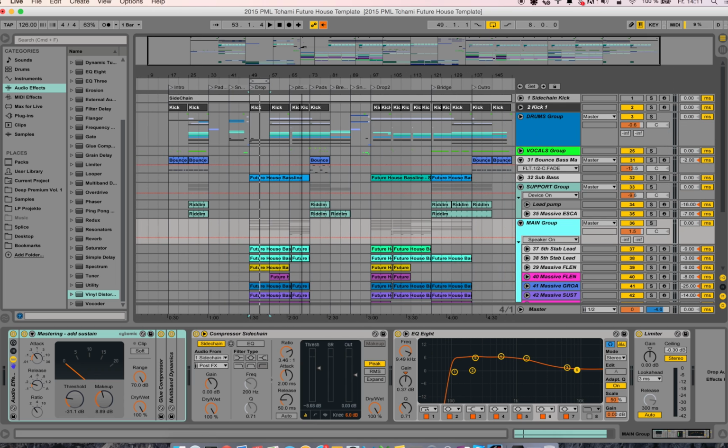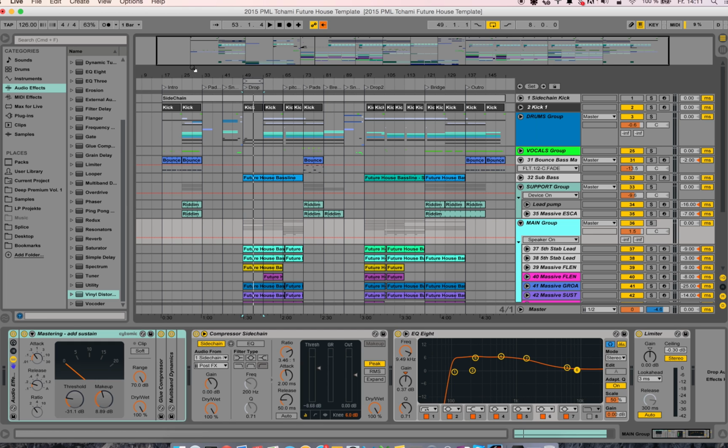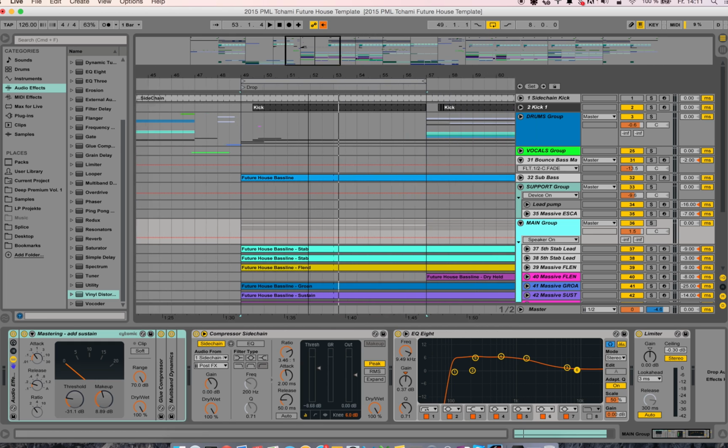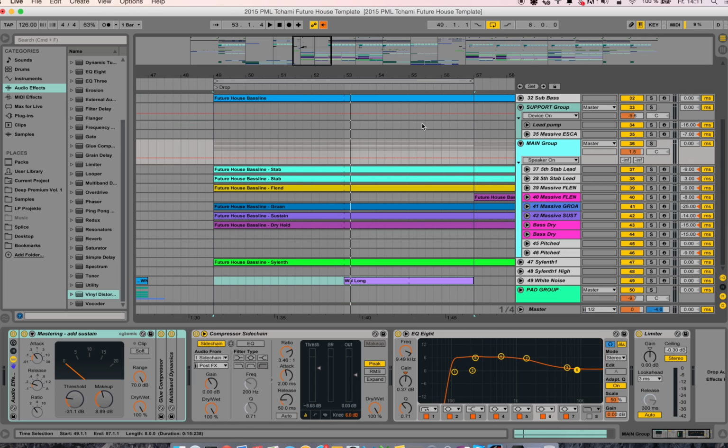Also we had a look at the complete arrangement, and now we are going to check out this drop section over here. Have a look at the different layers. So in this main group I have two Operator instances and a couple of Massive instances, and the main wavetable we are using from the Massive is the one I put in here.